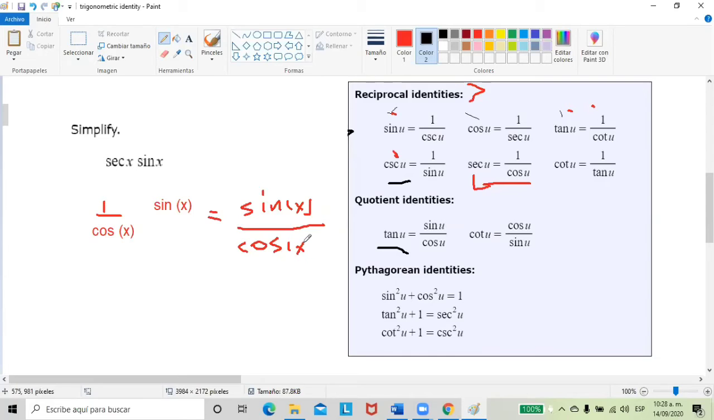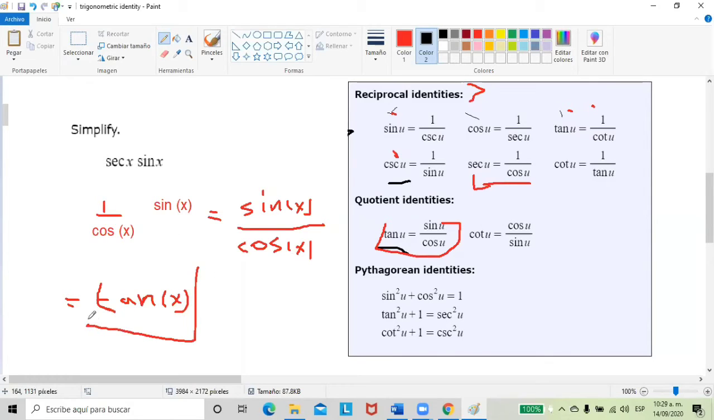And you know that sine over cosine is equal to the tangent we have here. So sine over cosine is equal to tangent of x. And this is the answer.